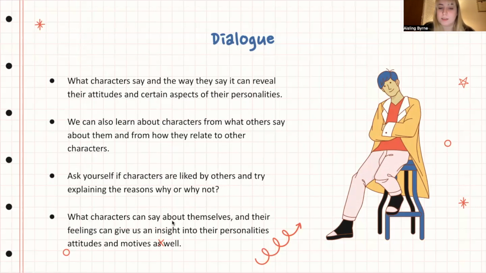What characters can say about themselves and their feelings can give us insight into their personalities and attitudes and motives as well. So when characters talk about themselves, there's loads of hints on how we can gather information from characters so we can write about them.